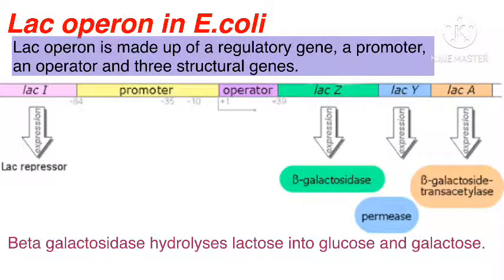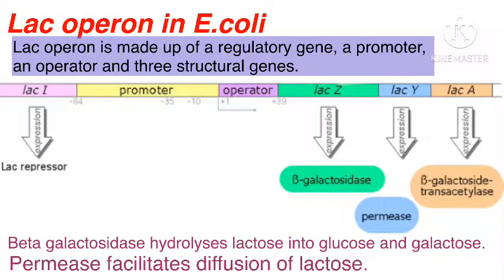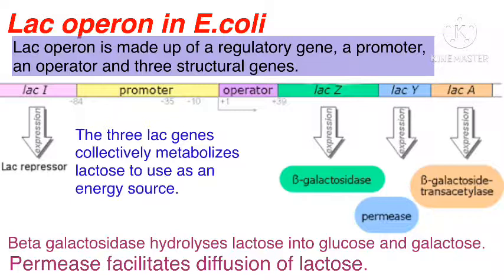The LacY gene encodes for permease, which facilitates the diffusion of lactose into the cell, and the LacA gene encodes trans-acetylase enzyme, which is an enzyme whose role in the Lac Operon is unclear. Altogether, these 3 gene products act to break down lactose into its 2 monomeric subunits, glucose and galactose, to be used as an energy source.